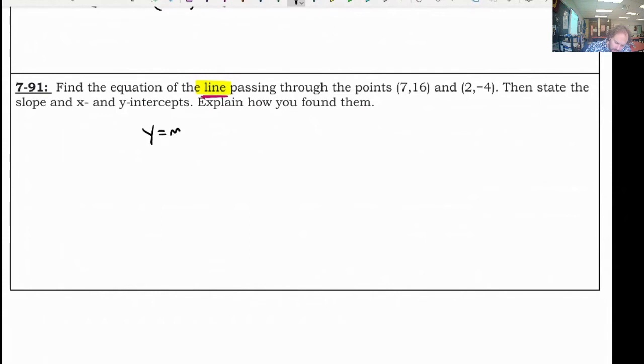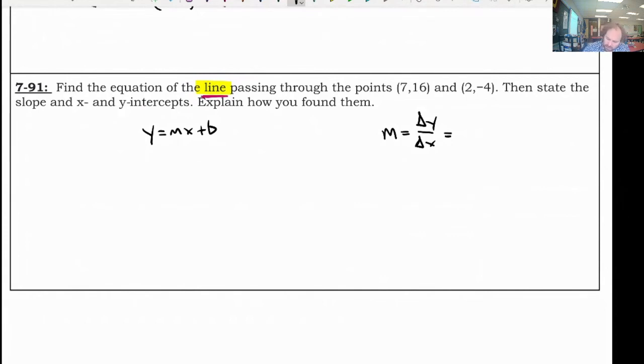y equals mx plus b. Now, we don't really know what the slope is. All we got is 2 points. So the first thing we should do is find the slope, which it's been a while for us, but hopefully it's still there in the back of your brain somewhere. Change in y divided by change in x.